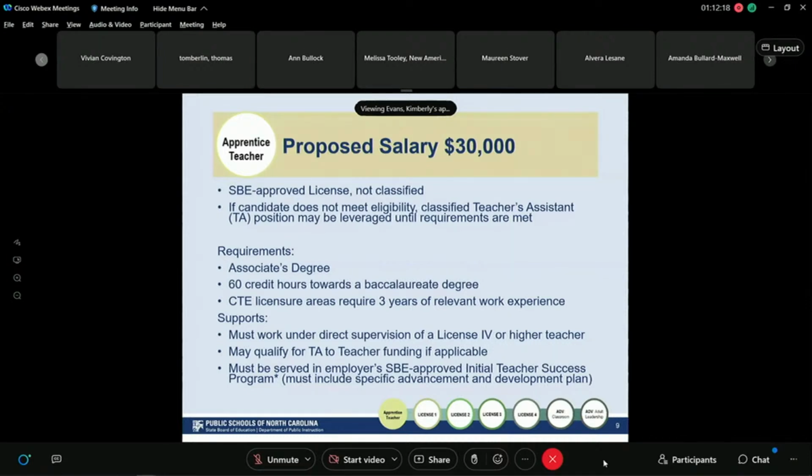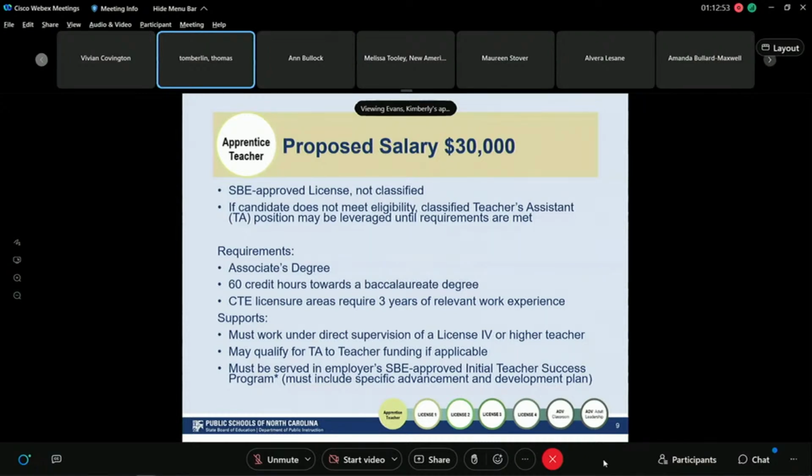Okay, thank you. This is Vivian. This says must work under direct supervision of a licensed 4 or higher teacher. I would like clarification. Will this person have their own classroom of students and meet with that licensed 4 like a mentor, or are they going to be in the classroom together? That wasn't necessarily clear to me. This is Tom, Dr. Bullock, if I may. Yes, I think it's there together is what I understand, but if I'm wrong, let me know, Tom. Yeah, that's absolutely right.